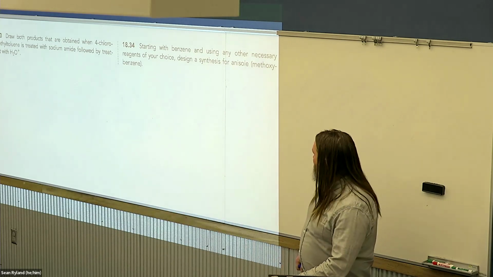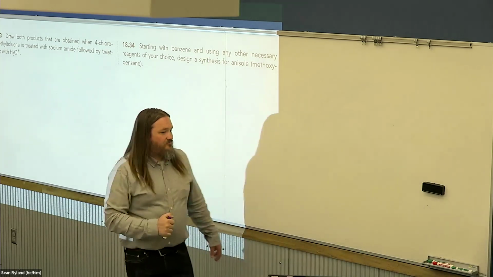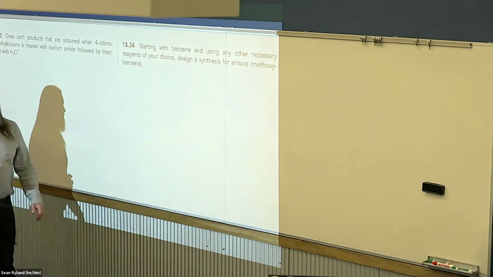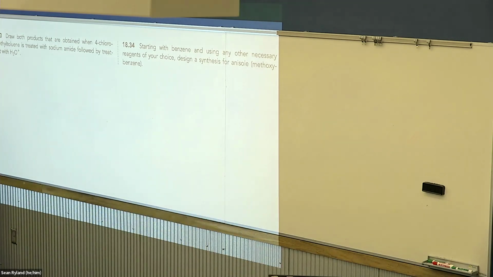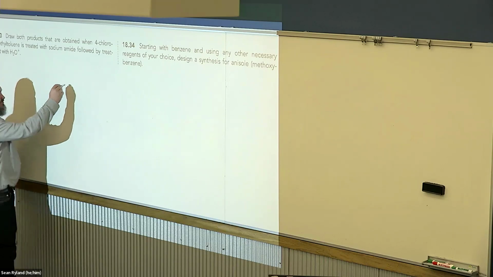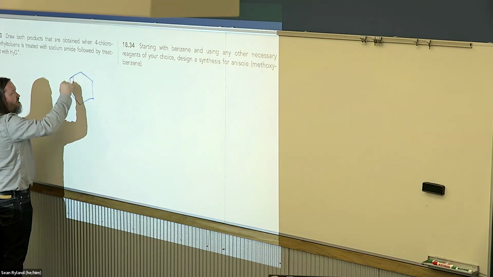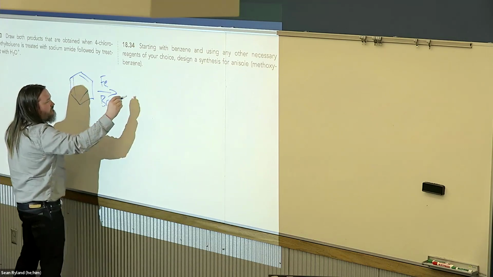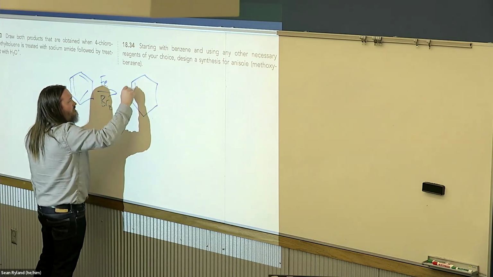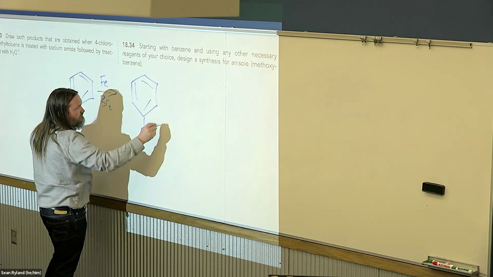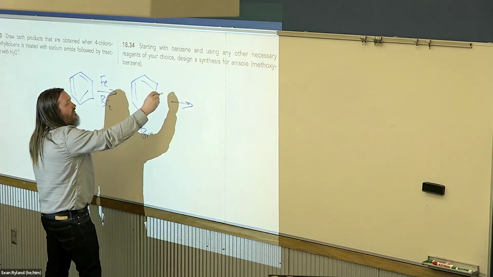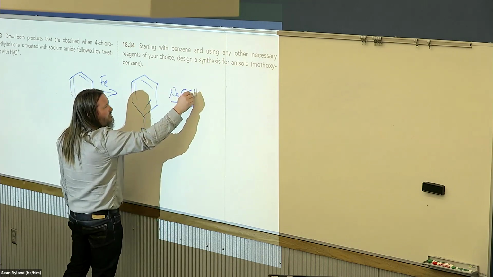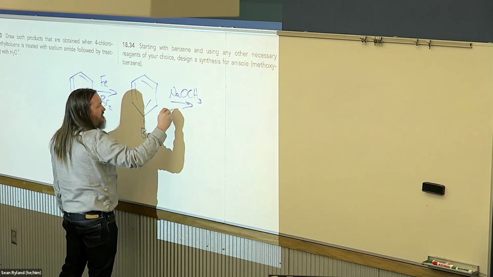All right, let's do another quick synthesis problem. Trying to make anisole, methoxybenzene. How are we going to do that, starting just from benzene? Just brominate it. Iron and bromine gives us bromobenzene. Then we use our sodium methoxide and heat.